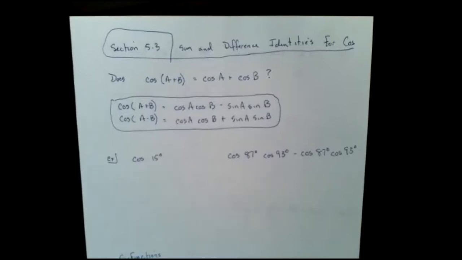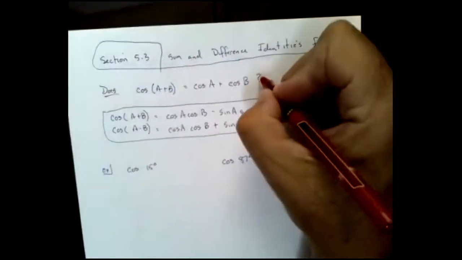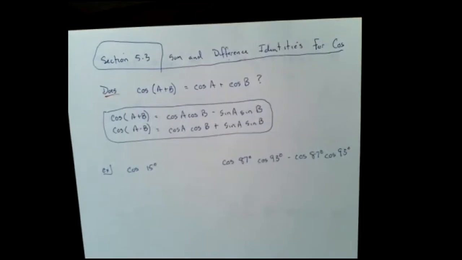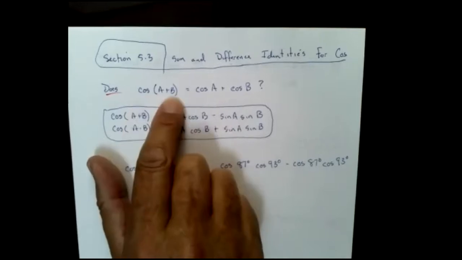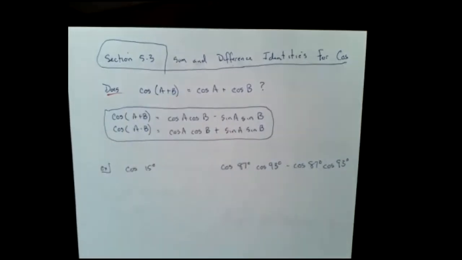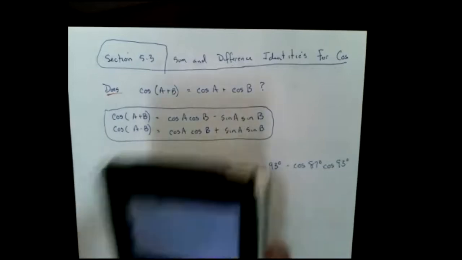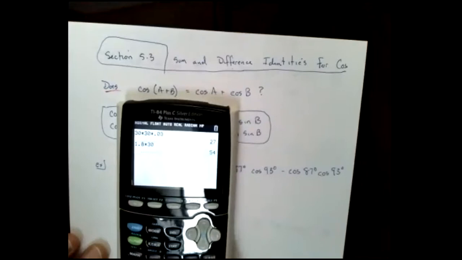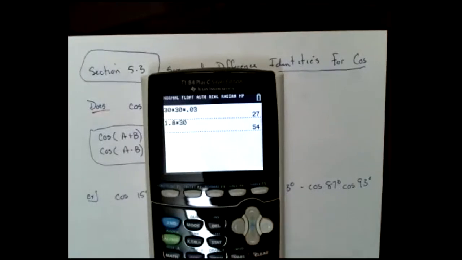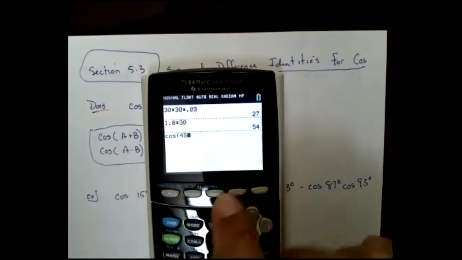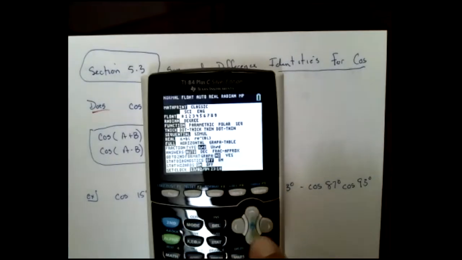Okay, section 5.3. Going to start out with a question. Is the cosine distributed? If I had a 2 out front, I could distribute it. Can I distribute the cosine? The quickest way to answer that is I'm going to turn on my calculator and pick a cosine. Let me see if I can get this a little closer so you can see it. Let's say the cosine of 45 degrees. I better make sure my mode is in degrees, because otherwise it's going to be crazy.